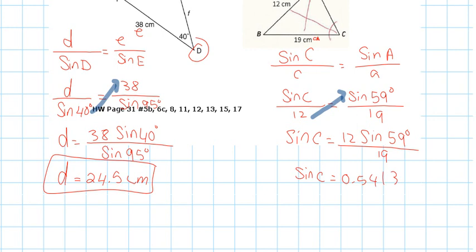Is this my answer for angle C? What do I have to do to find angle C? The inverse of sine, okay? Anytime you're looking for an angle, remember what I said? I said that yesterday, right? Even when we had the trig ratios, anytime we had to look for an angle, we had to do the inverse of that specific ratio. So in this case, it's going to be sine inverse of the 0.54137.